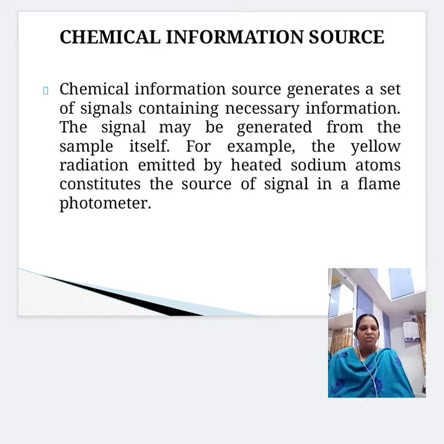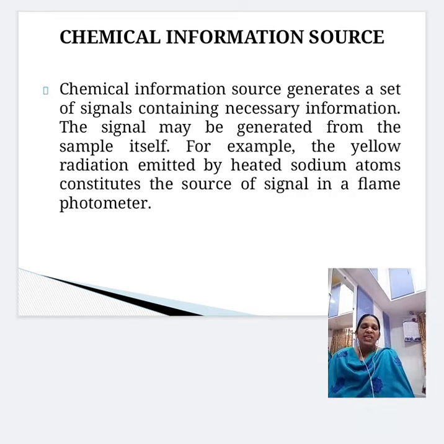The signal may be generated from the sample itself. For example, the yellow radiation emitted by the heated sodium atoms constitutes the source of signal in a flame photometer. A flame photometer is an example of an analytical instrument where you are going to test a sample. You burn the sample in a flame, and depending upon the color or intensity of the radiation being emitted, you can identify the sample.